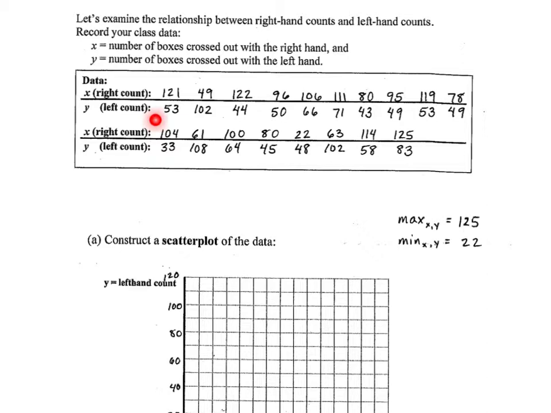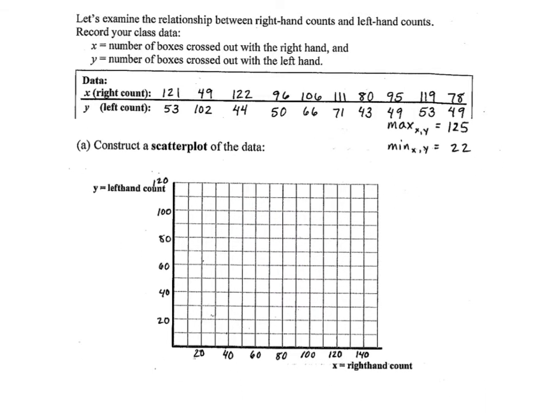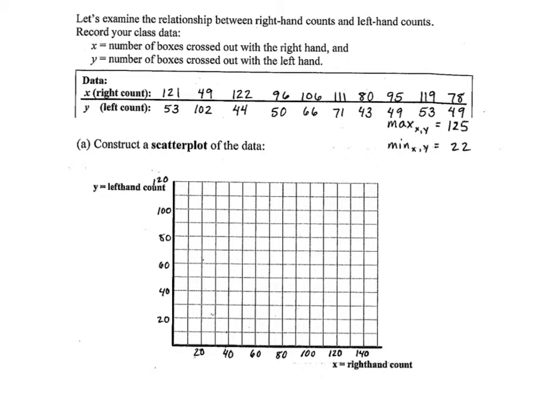Notice on a scatter plot that your axes are both data. It's not frequency on the y-axis. You've got a left-hand count of data on the y-axis, and there's also data on the x-axis. So a scatter plot compares two different data sets, and what you're going to do is just use your coordinate system to graph these points. So the point (121, 53).